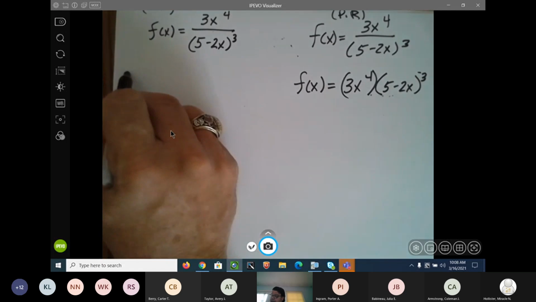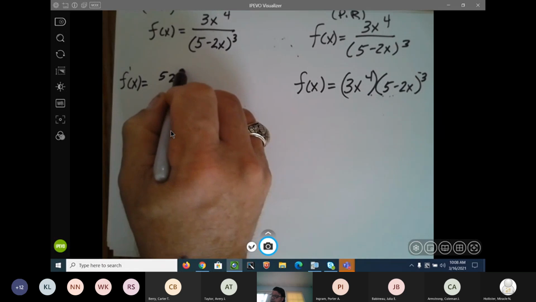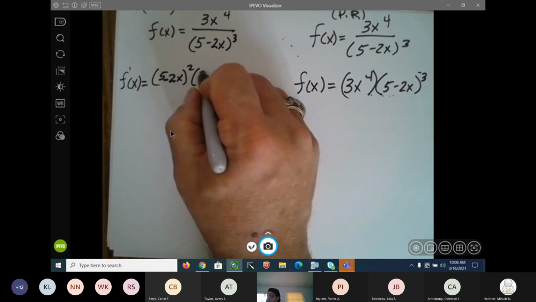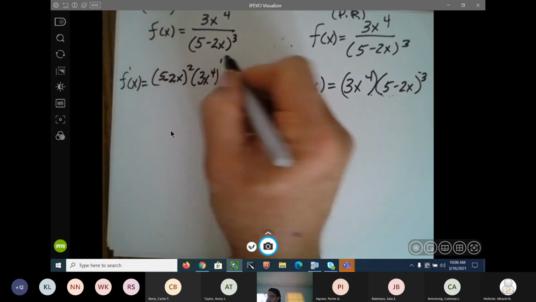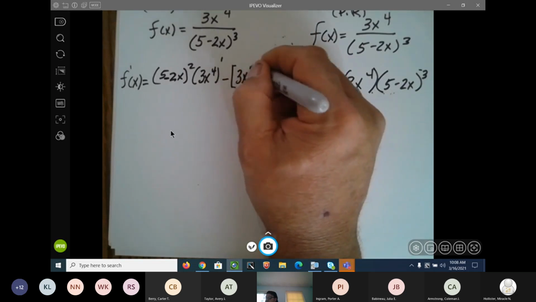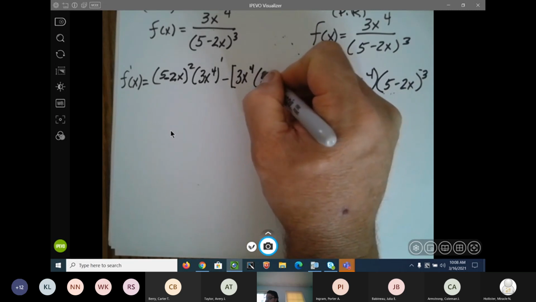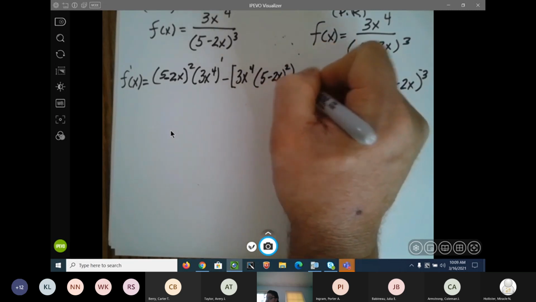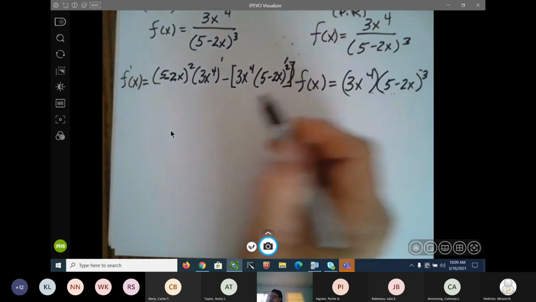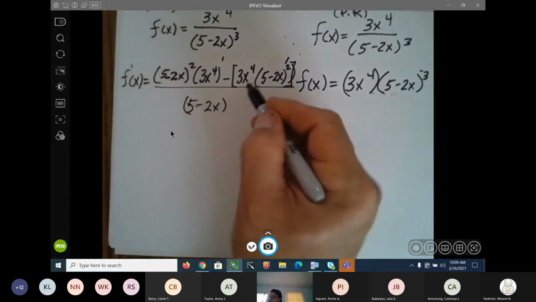Denominator, f prime of x is equal to denominator times numerator prime minus the numerator times the denominator prime. I'm just going to write it 5 minus 2x to the second power prime, divided by denominator squared.